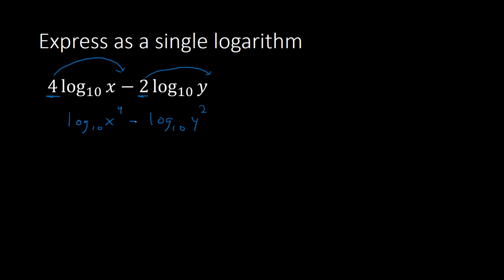And then I can combine by looking at the subtraction sign. And the base is the same, base 10 and base 10, so I can combine, and the subtraction sign means that I'm going to divide in order to combine. So I take the log base 10 of x to the 4th power, and then divide that by this y squared. And this would be my solution. I have combined into one logarithm.